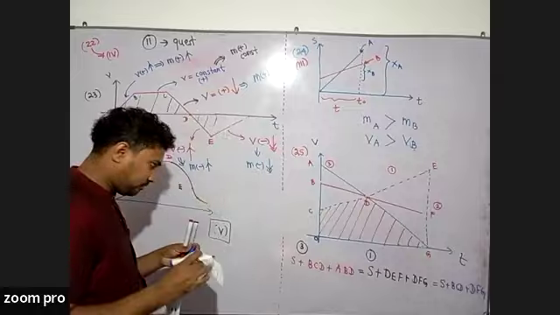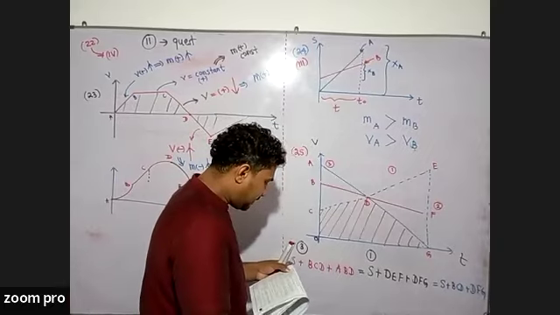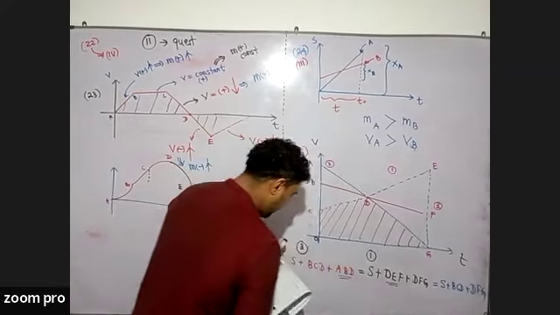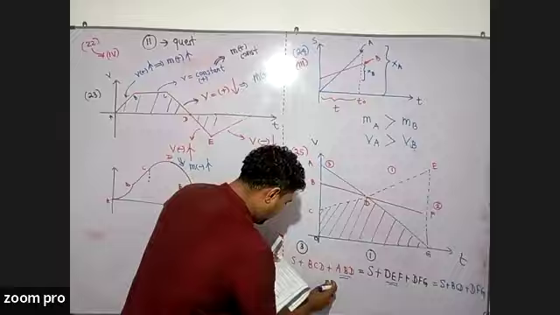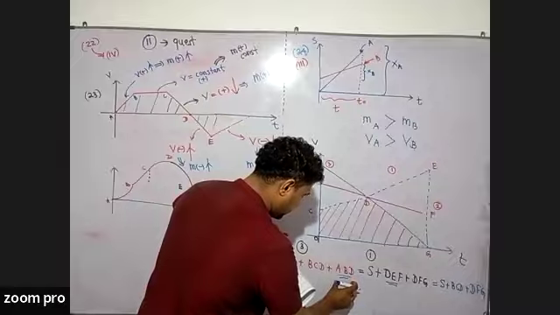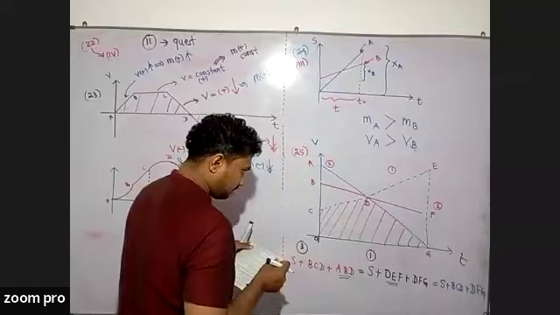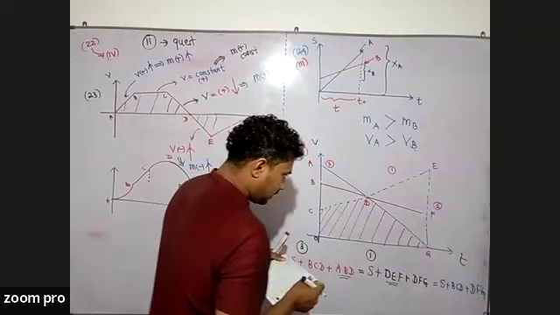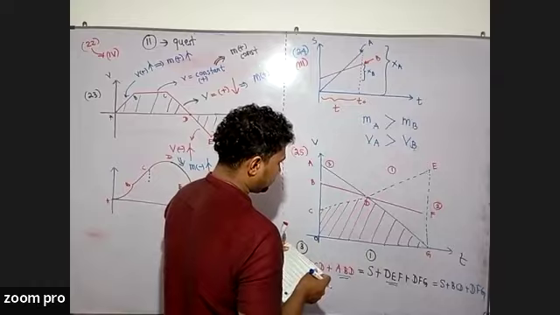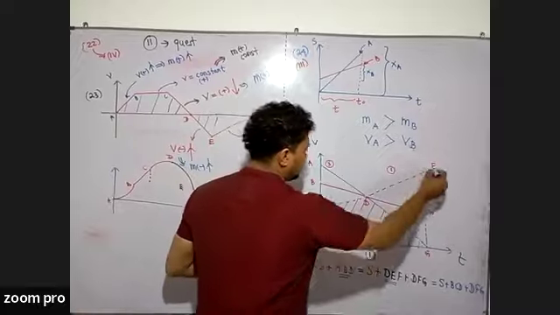Then, by looking at this, ABD can be equal to DEF. ABD can be equal to DEF. Then ABD equal to DEG. Now, DEG means this whole area.